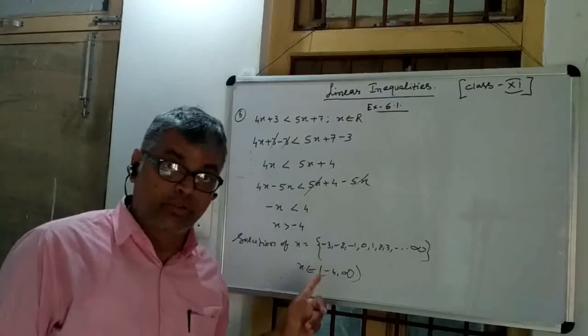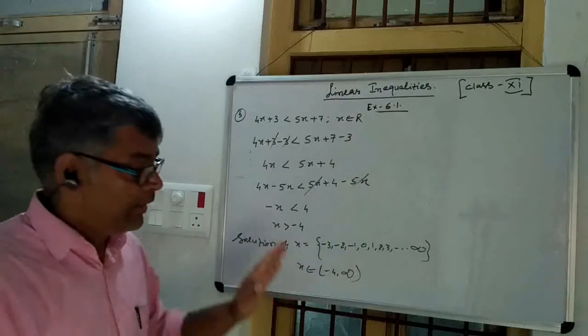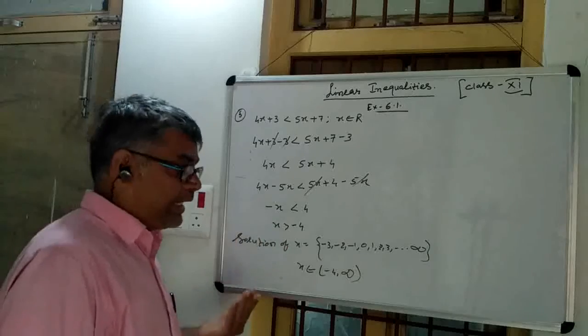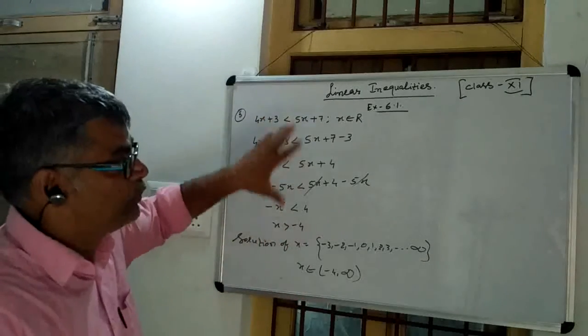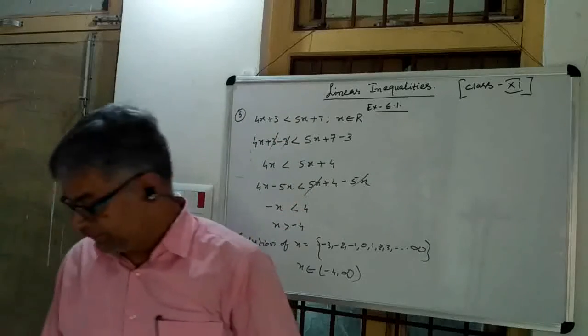Minus 4 is not the solution of this inequality, and the numbers less than minus 4, that is minus 5, minus 6, will not be the solution of this inequality.